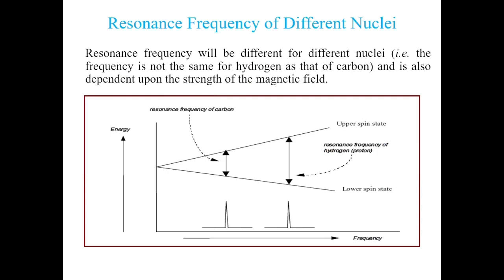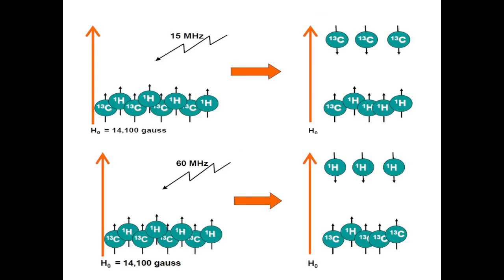Now, the resonance frequency will be different for different nuclei. Note that the resonance frequency will be the same for each type of nucleus, and it also depends on the strength of the magnetic field. The more strength of magnetic field you apply, the more energy gap is created and the more energy is absorbed by the nuclei. This case is explained here. We have the C13 nucleus and the H1 nucleus. If you apply a constant magnetic field of 14100 gauss, they absorb different radio wave frequencies: one absorbs 15 megahertz, the other 16 megahertz. That's the point which was talked about in the last slide.